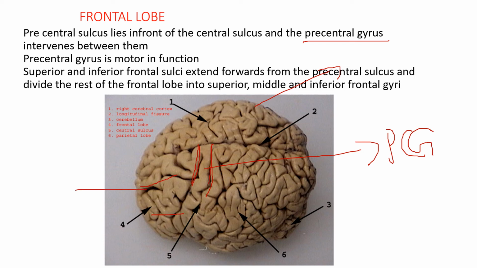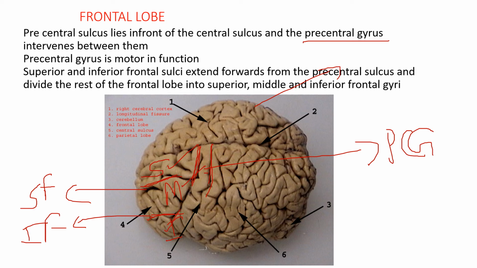So the sulci we can name as superior frontal sulcus and inferior frontal sulcus. So two sulci, inferior and superior frontal, and three gyri: superior frontal, middle frontal and inferior frontal gyri. So these are the simple sulci and gyri in the frontal lobe: precentral sulcus, precentral gyrus, superior frontal sulcus, inferior frontal sulcus, superior frontal gyrus, middle frontal gyrus and inferior frontal gyrus.